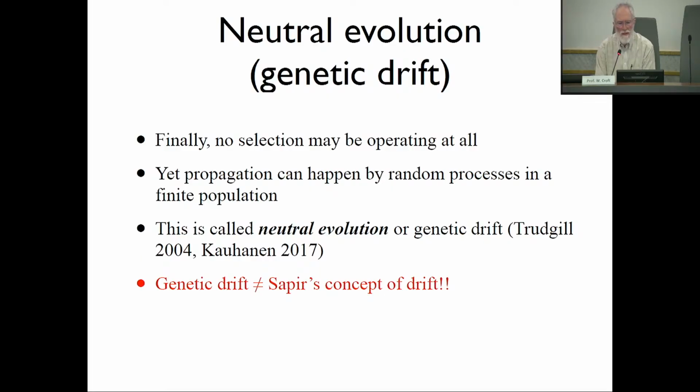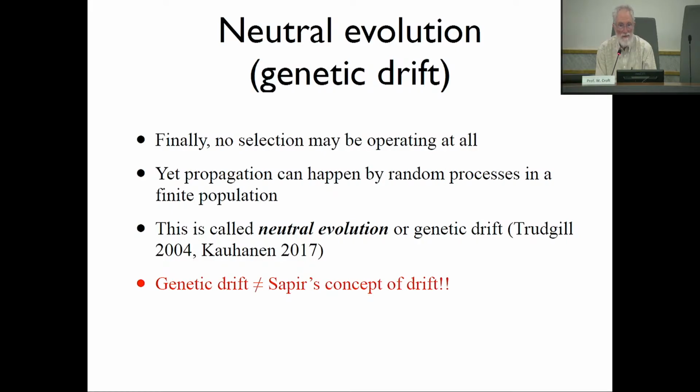Now there's another model that is not really talked about, and that's neutral evolution. Basically, there's no selection operating at all. Recall I said that you don't have to have selection. Selection requires variation to have happened already, but you don't have to have selection. And in fact, biologists call this neutral evolution or genetic drift, because propagation, that is, V taking over at the expense of W or vice versa, can happen just by random processes, random fluctuations in a finite population. Because remember, this is all probabilistic. So it's neutral evolution or genetic drift.